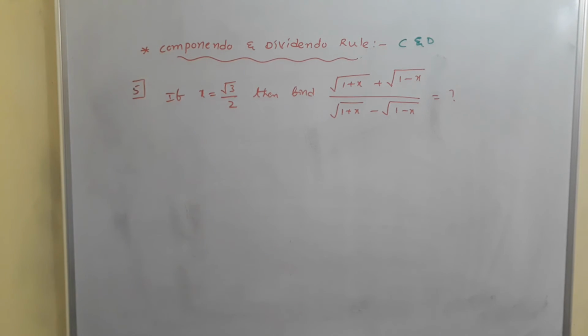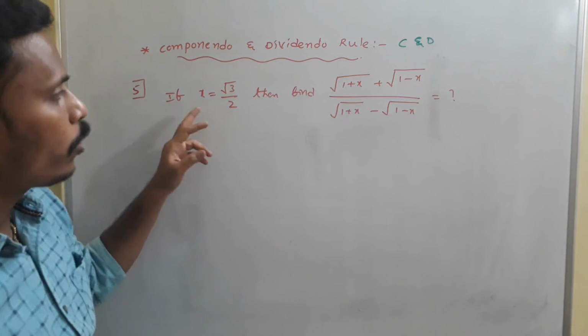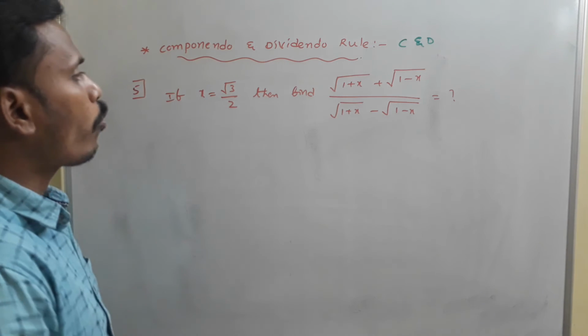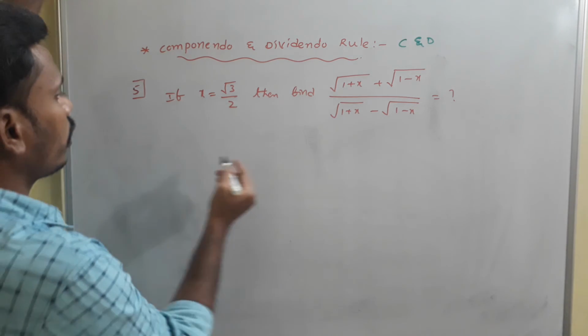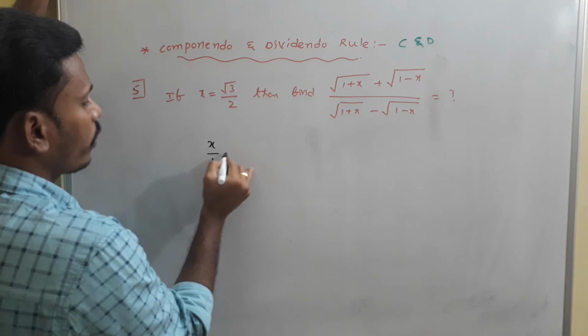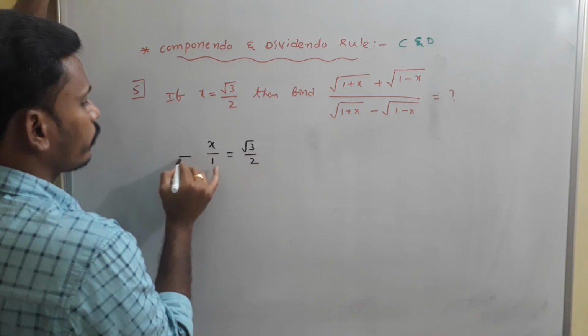Look at the next problem. Here x is given as root 3 by 2 and our target is to find this particular value. Since x is root 3 by 2, direct substitution in the place of x is a bit complicated. So my idea is to use the CD method here. See, x is equal to root 3 by 2. I will write it like x by 1 is equal to root 3 by 2.